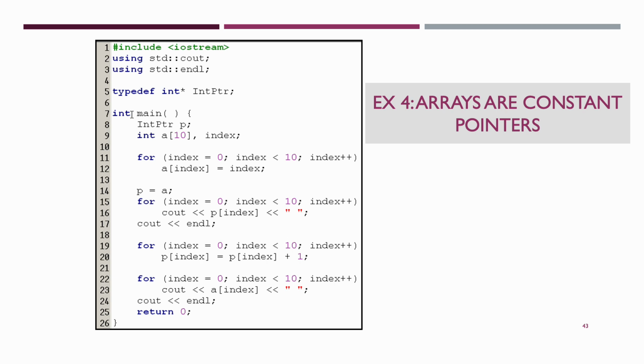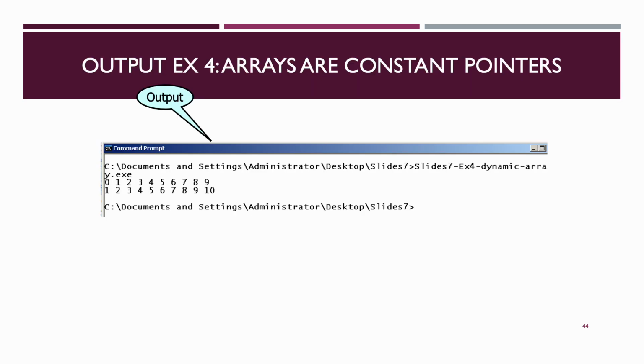Then in the next for loop, we increment each element pointed to by p by 1. Since p points to the same memory as a, the values in a are also updated. Now it will show 1, 2, 3, 4, 5, 6, 7, 8, 9, 10. Then finally we will print the values of a again. Since we modified the values through p, the new output will be 1, 2, 3, 4, 5, 6, 7, 8, 9, 10. If you look at the output here, the first one is 0 to 9 and the second one is 1 to 10.